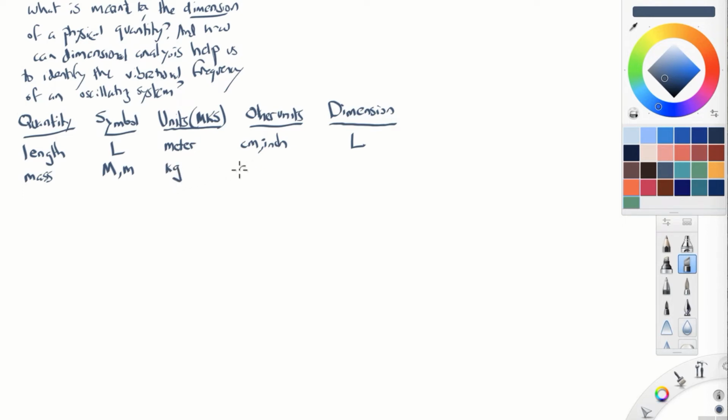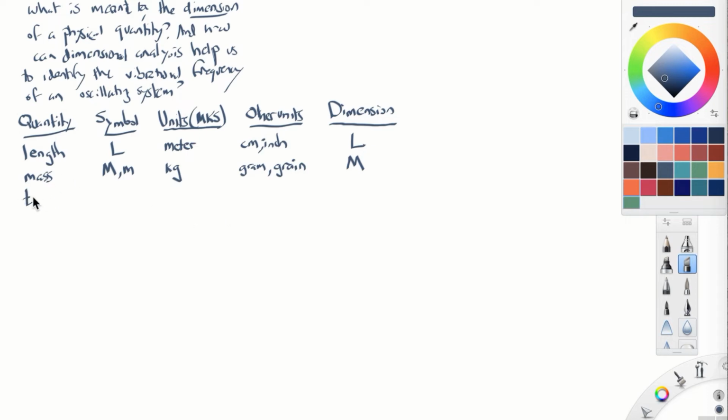Another unit we could use is the gram. I guess that's still the international system, but CGS instead of MKS. Other units of mass, sometimes Newton talks about grains, a grain of mass. There are other, again, more esoteric systems of units that we could use. All right, and the dimension of this would be just mass. That's the dimension of mass.